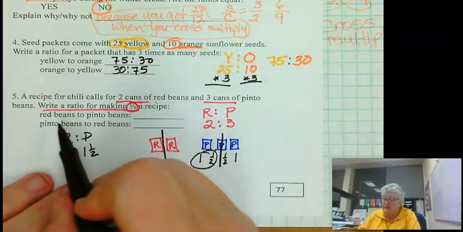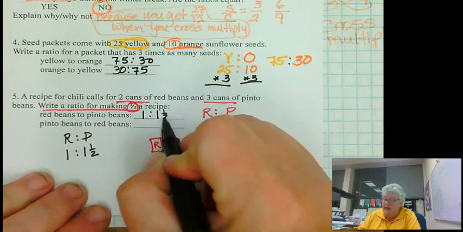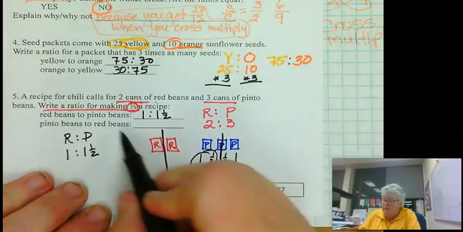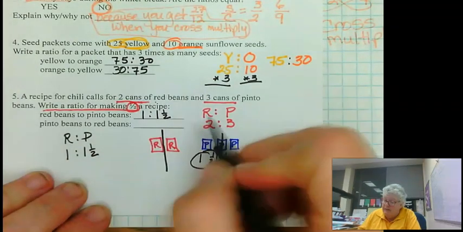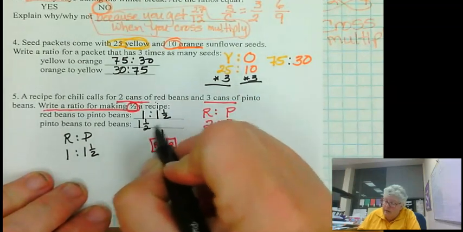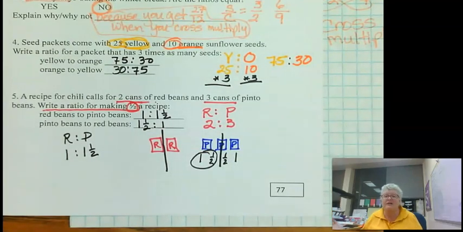So red beans to pinto beans, 1 to 1 1/2. I could make it a decimal and it'd be 1 5/10. That's fine. Okay. Pinto beans to red beans. We got to flip it. Do the reciprocal. 1 1/2 to 1. Okay? And that's all there is to finding ratios and equivalent ratios.